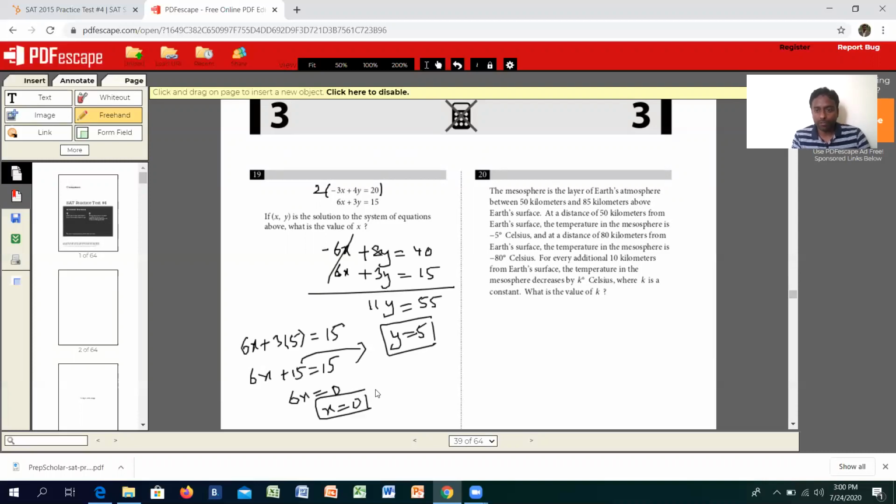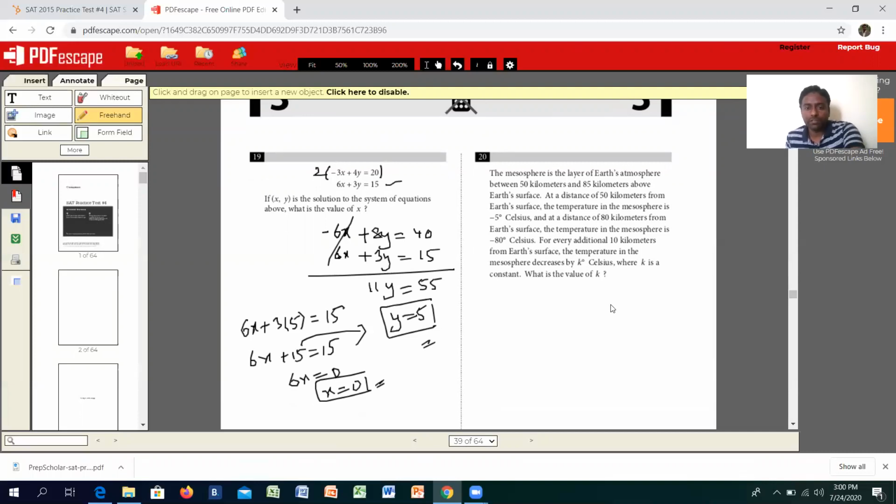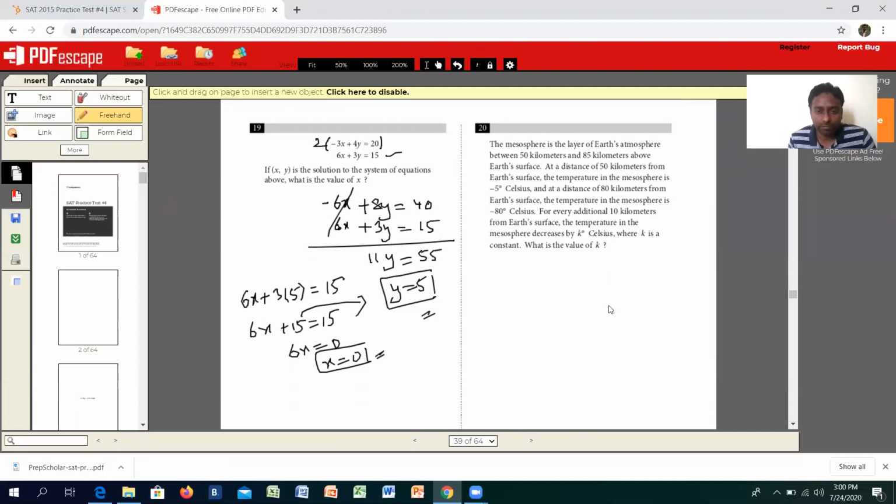If you want to check your solution, just substitute 0 and 5 over here. 6 times 0 is 0. 3 times 5 is 15. Bingo. Now, the final question for this practice test 4.